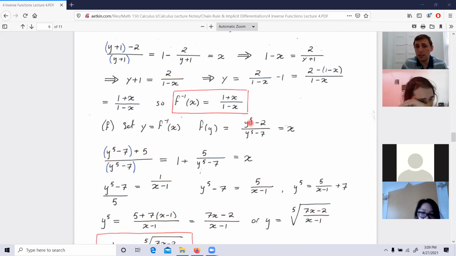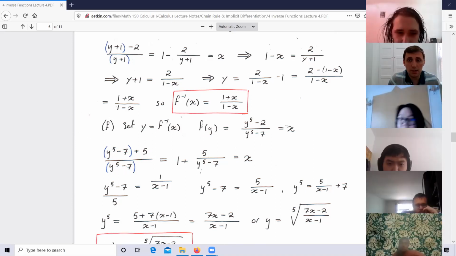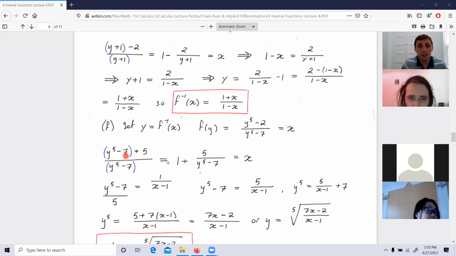So what do I write? I write y to the 5th minus 2 as y to the 5th minus 7 plus 5. Do you see why I did it? Because I can take this number in the denominator and divide in here and in here. Are you with me? Basic algebra idea. What does this achieve? This achieves the eradication of, you had 2 instances of y in this equation, now you only have 1. Do you see?